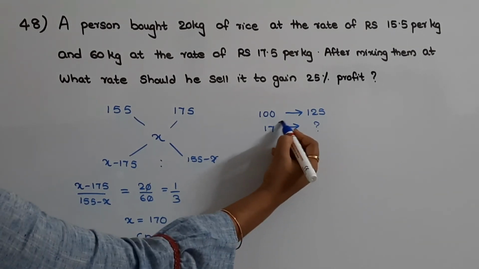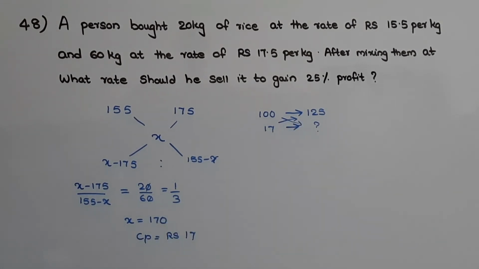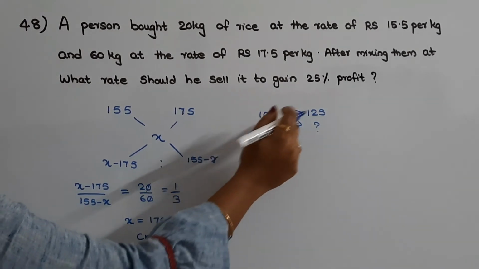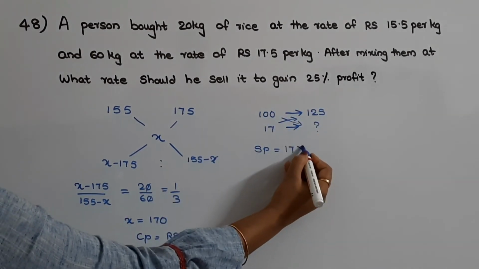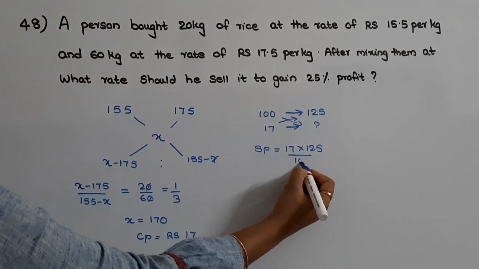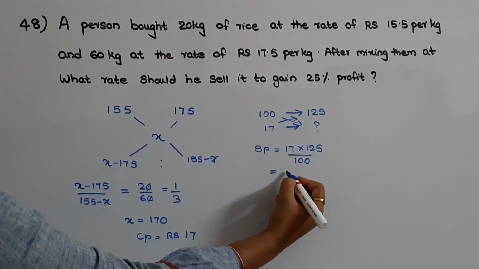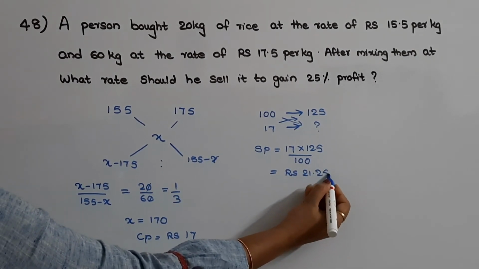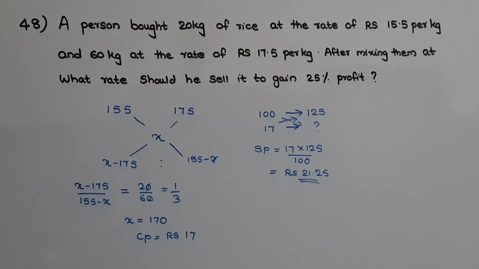This we can find out by cross multiplying. So the selling price of the mixture will be equal to 17 into 125 divided by 100. On solving this, you will get the answer as rupees 21.25. So this is the selling price of the mixture.